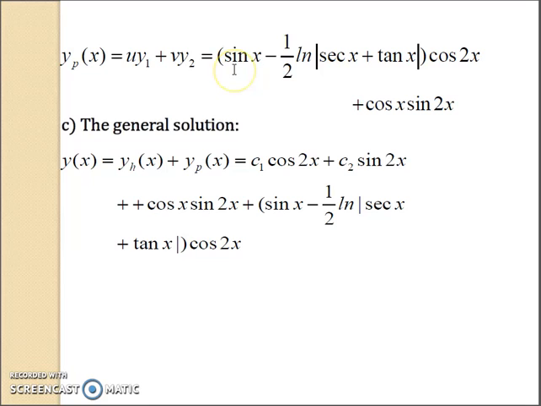Substituting those values in yp(x) = u y1 + v y2, we get the required particular integral as (sin x minus half log(sec x + tan x)) into cos 2x plus cos x sin 2x. Finally, the general solution is the summation of these previous two solutions. So y(x) is yh(x) plus yp(x), that is c1 cos 2x plus c2 sin 2x plus cos x sin 2x plus (sin x minus half log(sec x + tan x)) into cos 2x.